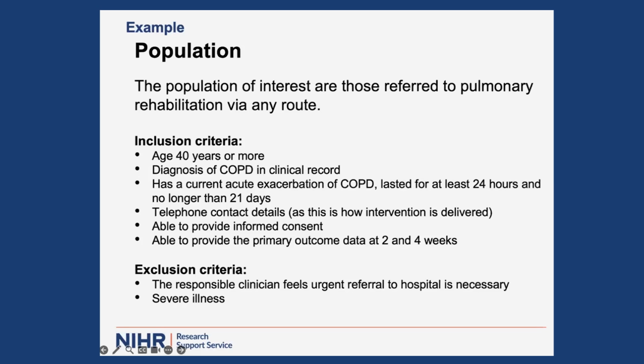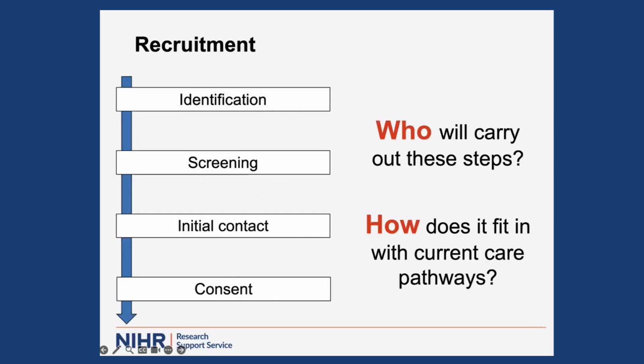So you've laid out who your population are. So your next question is, how are you going to recruit them into your study? What are the practical steps you need to take? So you will need to think about, how are you going to identify them? Once you've identified them, how are you going to screen them to ensure they really are eligible and are the right people to be in your study? Who's going to make initial contact with them, and how are you going to get consent for the study? And how does all of this fit in with what might usually happen to one of these patients?